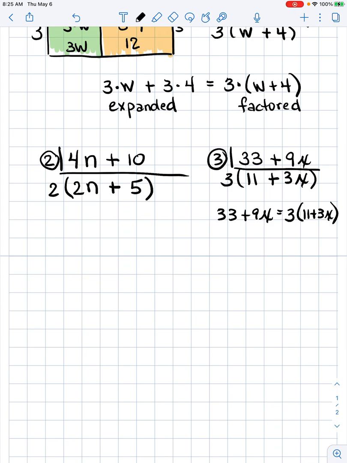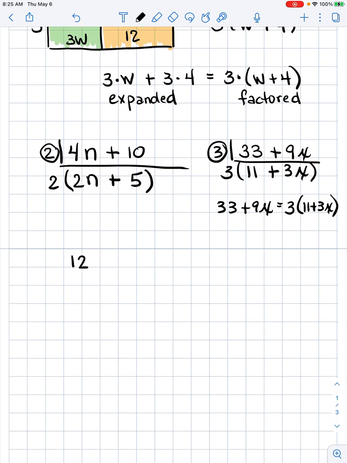Okay, one more. Let's do 12t squared plus 18t. That looks a little different, right? Well, let's see. Let's look at the coefficients first. The first thing I see is that they have a 6 in common. I'm going to pull out the 6. 6 goes into 12 two times, so that's going to be 2. I haven't done anything with the t squared, so that stays. Plus 6 goes into 18 3 times, and I haven't done anything with the t, so that stays.